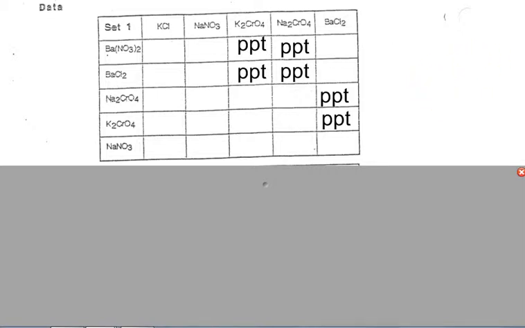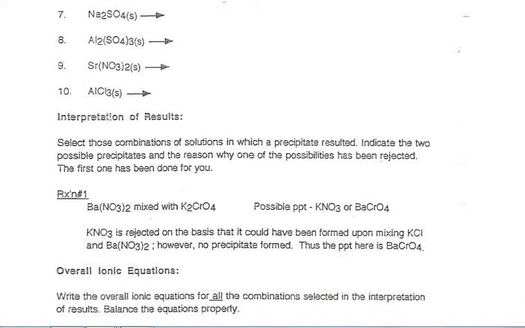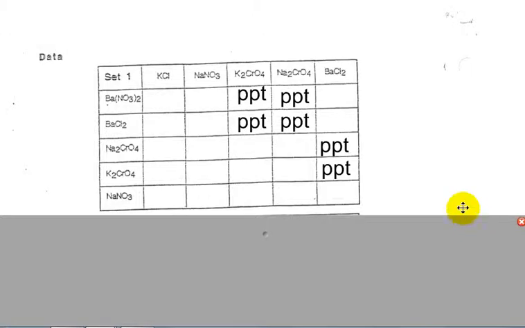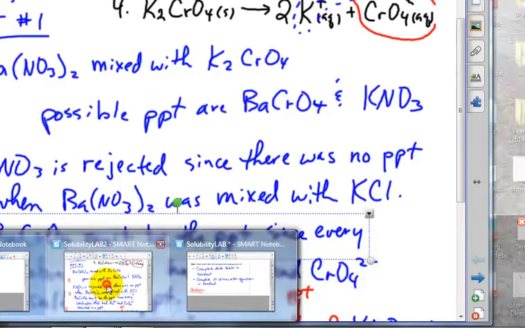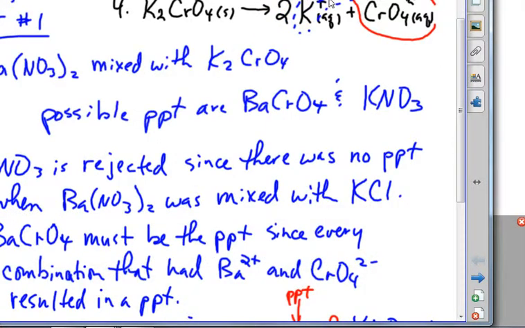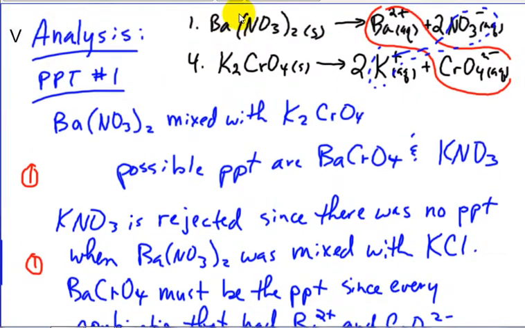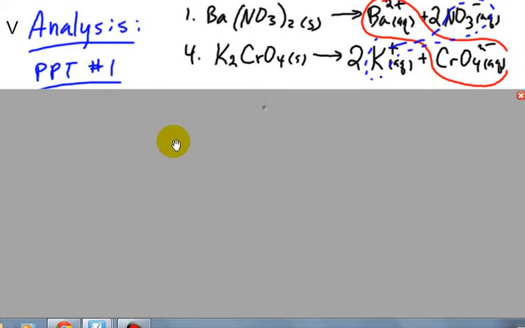Also, the third page of the lab outlines what you need to do with that. So I'm just going to go with that and explain it in more detail so you know what to do here. Let's pick the first box here, barium nitrate with potassium chromate. If we look at that, we had something happen. So if we look at this, analysis, precipitate number one.